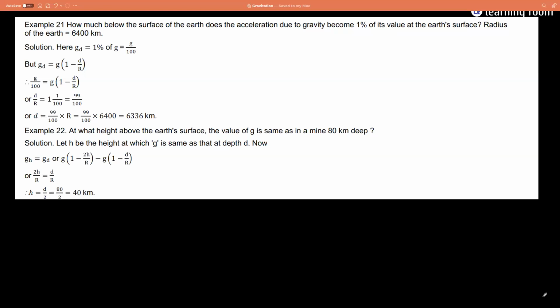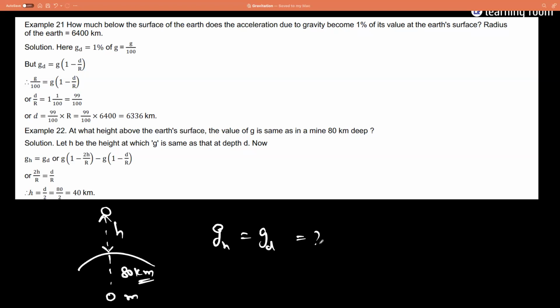Okay, look at the next one. At what height above the earth's surface the value of g is same as in a mine 80 kilometer deep? So there is an object which is at a height h, and the same object is kept at a depth of 80 kilometer, right? So gh is equal to gd.